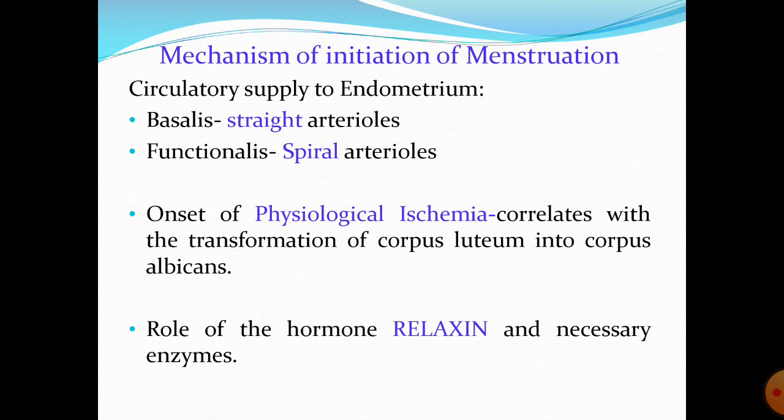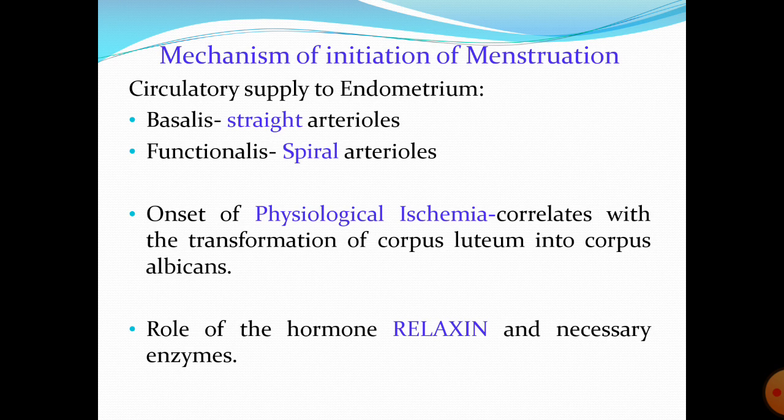Now, with this background, we shall understand the mechanism of initiation of menstruation. The uterine endometrium, as I told you, is histologically made up of two layers, basalis and functionalis. The basalis is 1 millimeter in height and is the permanent layer of endometrium. In the sense, it is not sloughed off during menstruation. It is highly vascularized and the arteries found here are straight arteries.